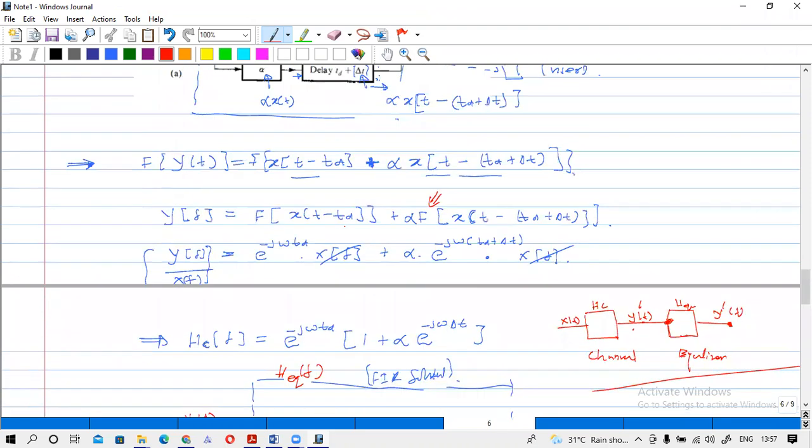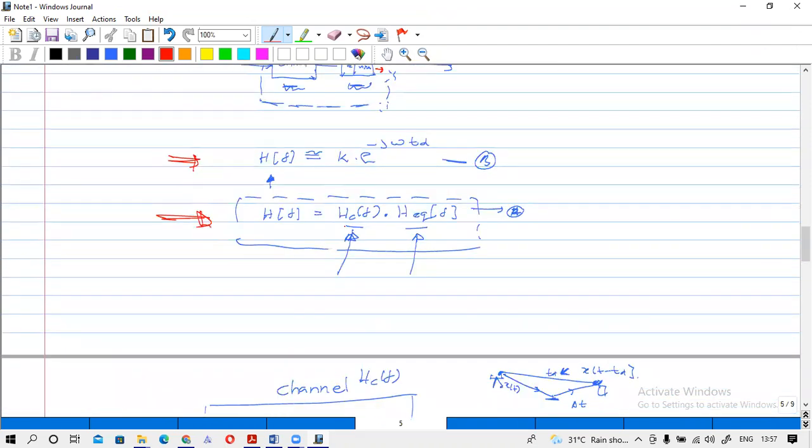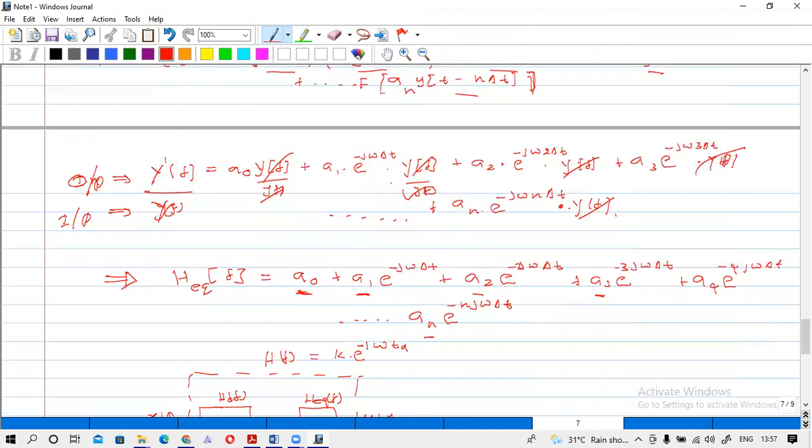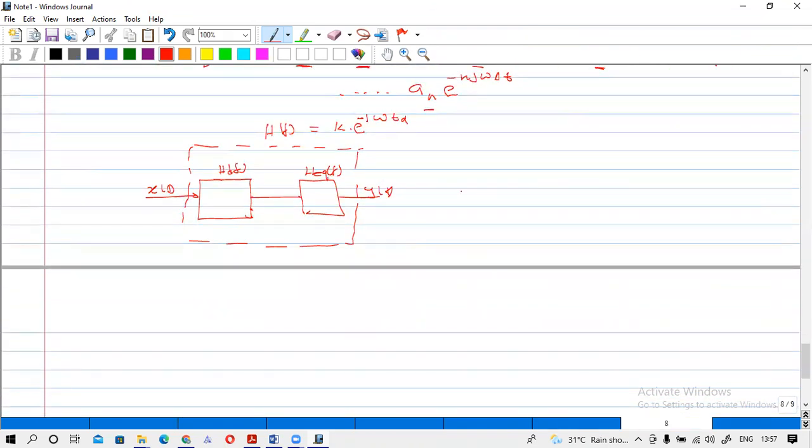Yes, TD. To the power j omega TD. And we know that this is a cascaded signal. So we can have H channel(f) into H equalizer(f), because these two systems are cascaded.